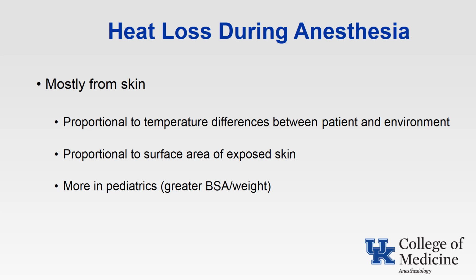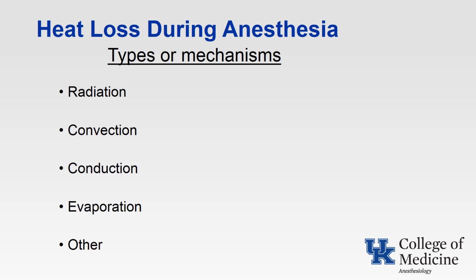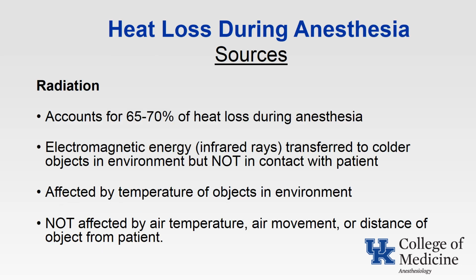Heat loss during anesthesia is mostly from the skin. It's proportional to the temperature difference between the patient and the environment, proportional to the surface area of the exposed skin, and is more in pediatrics. The types of heat loss include radiation, convection, conduction, and evaporation. On this slide, I have summarized radiation, which accounts for about 70% of heat loss during anesthesia. It is electromagnetic energy transferred to the cooler objects in the environment, not in contact with the patient.